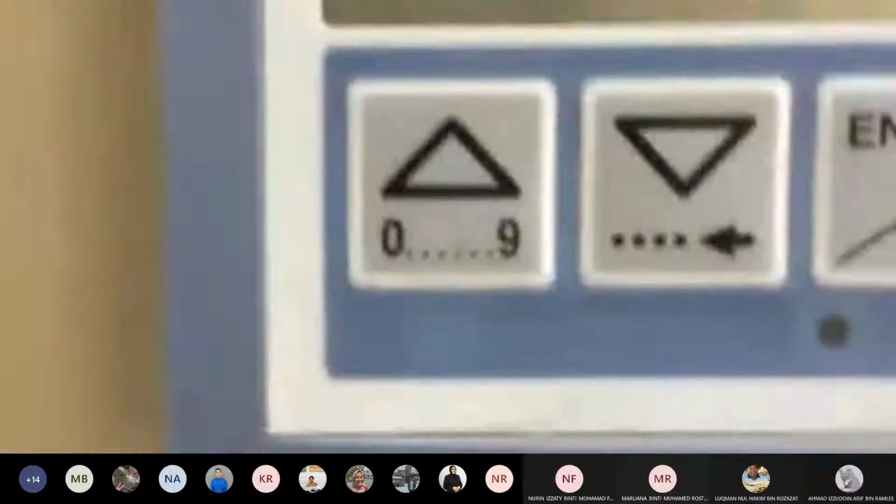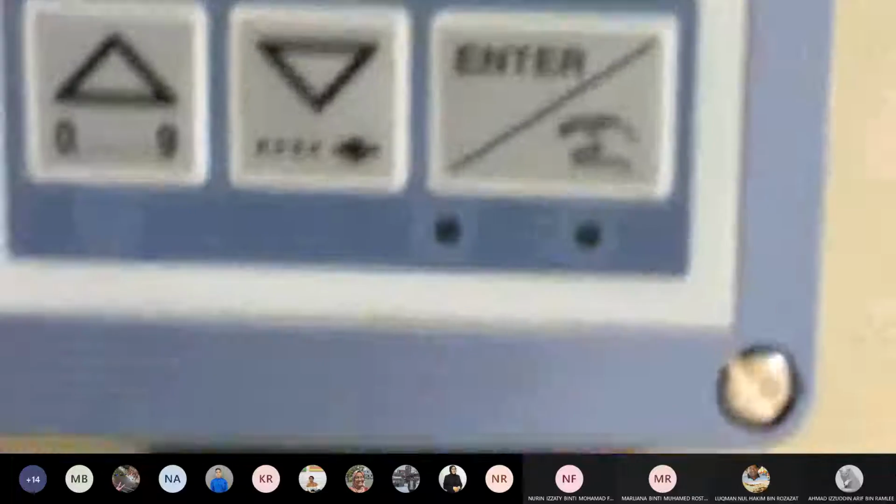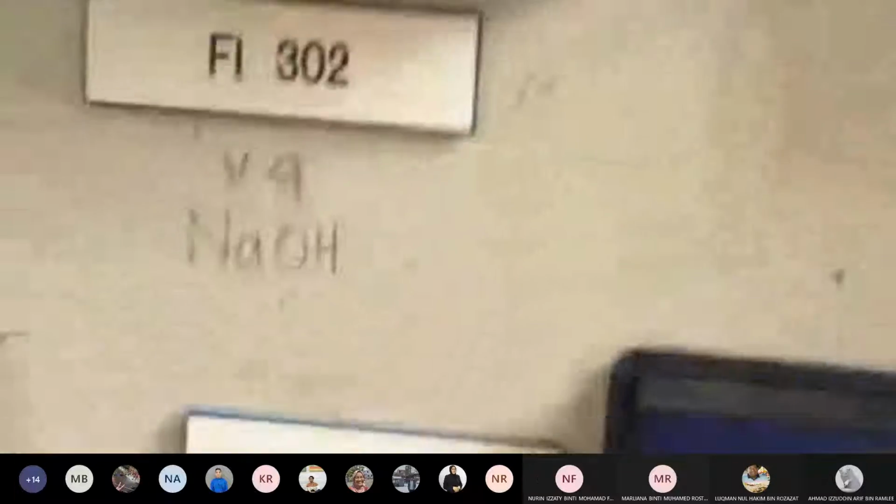So sama je, tengok sudah sini kamu dah tuliskan baik betul. So FI302 flow indicator for NaOH. FI303 flow indicator for ethyl acetate. So ditulis sekali wah dia terus. V9 control 302. V10 control 303. In your real chemical plant you cannot do this, kamu jangan tulis, jangan conteng. Okay, dalam lab ni tak apalah, but in the real chemical plant don't conteng. Okay, tapi senanglah kan dia buat macam ni.